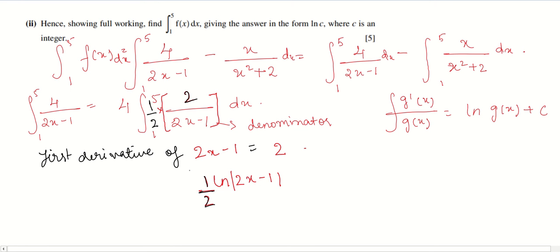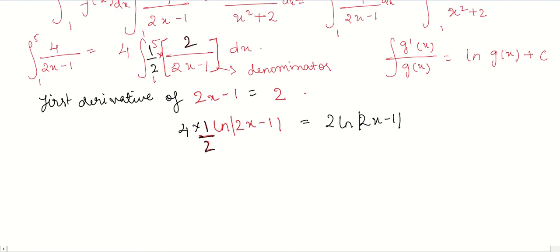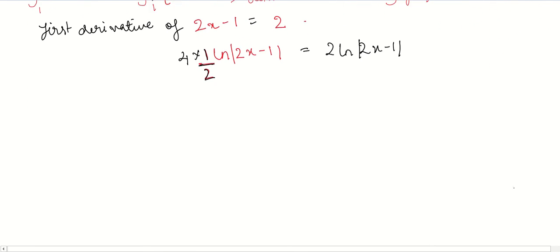Outside the integral, we have 4, so that's going to be basically equal to 4 divided by 2. That's 2 ln |2x minus 1|.